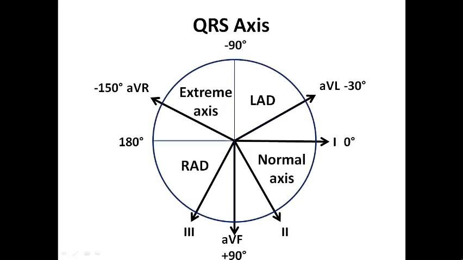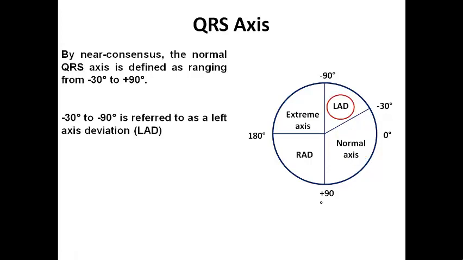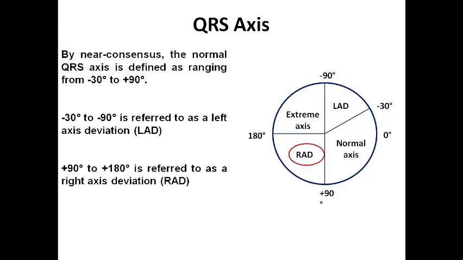And if we apply this image here, we can expect the values of each one of these axes, whether normal axis, left axis deviation, right axis deviation, or extreme axis deviation. So for example, normal axis is defined as ranging from minus 30 to plus 90 degrees. Left axis deviation is between minus 30 to minus 90 degrees. Right axis deviation is between plus 90 and 180 degrees.